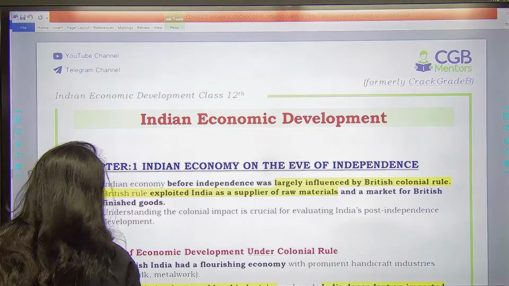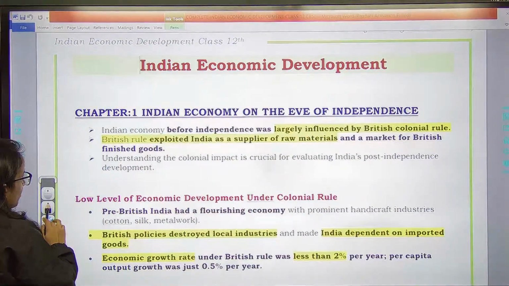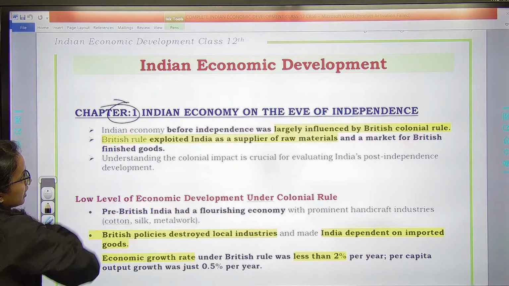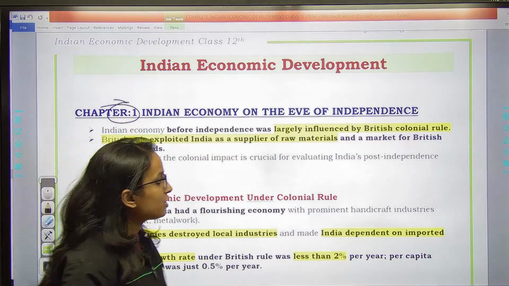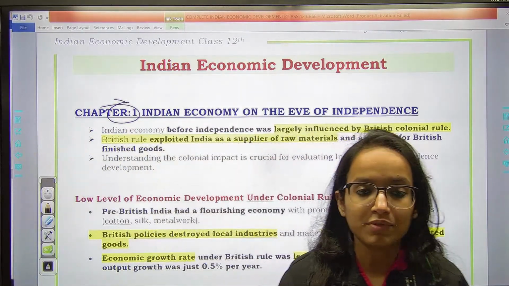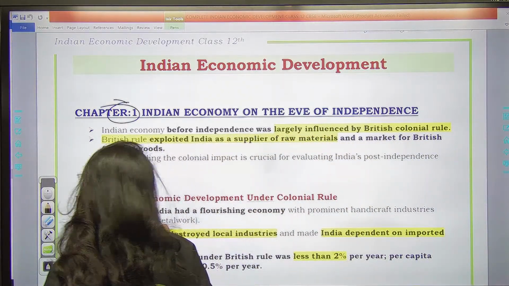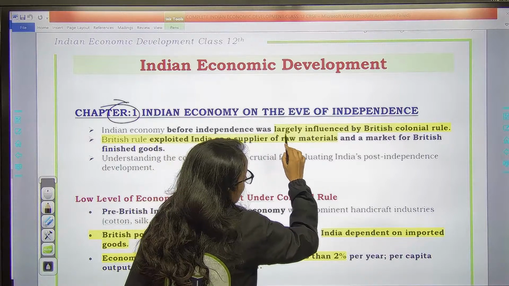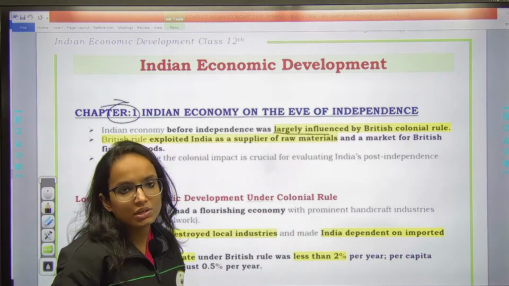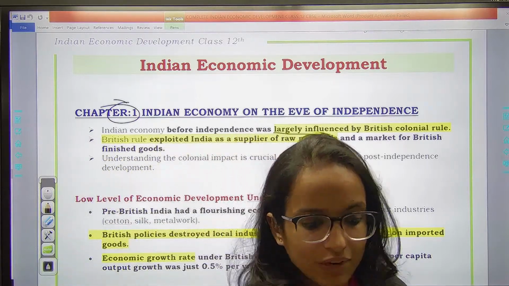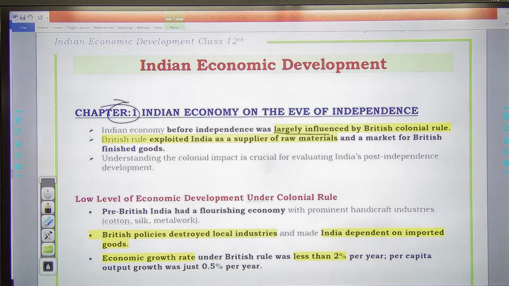So Indian economic development. Chapter 1 we are going to discuss as of now. Chapter 1 is Indian economy on the eve of independence. When we got independence, what was the state of the Indian economy? So key points you should remember: we were largely influenced by British colonial rule, of course. So we were heavily influenced by British colonialism.